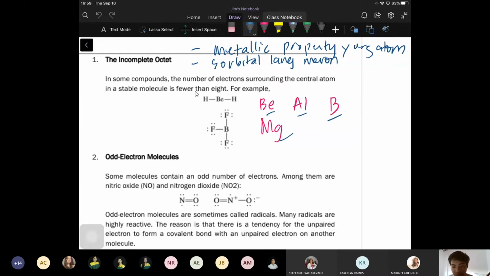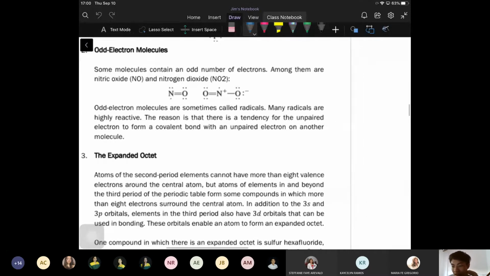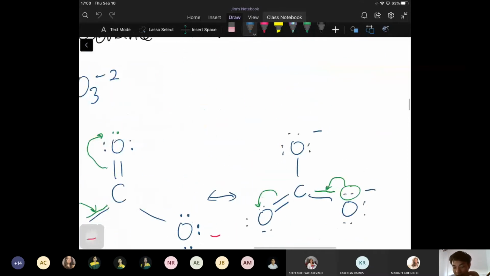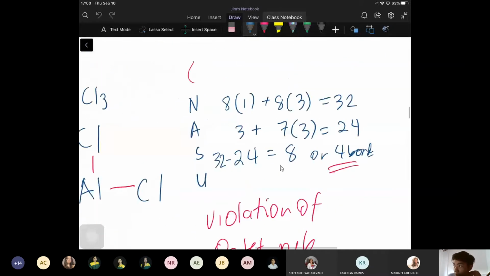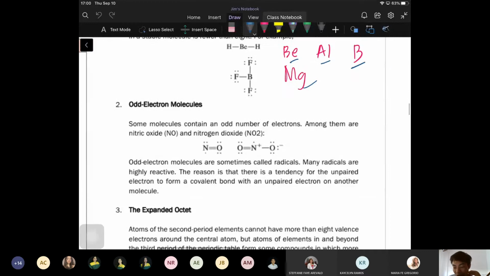So that's the first violation, incomplete octet. Let's go to the second violation, which is the odd electron molecules. This is a question raised by someone, I don't know who. They asked, Sir, in the A of the NASU rule we used last time, does A always have to be an even number? Not really. Because that's where we get another violation of the octet rule, the odd electron molecules.